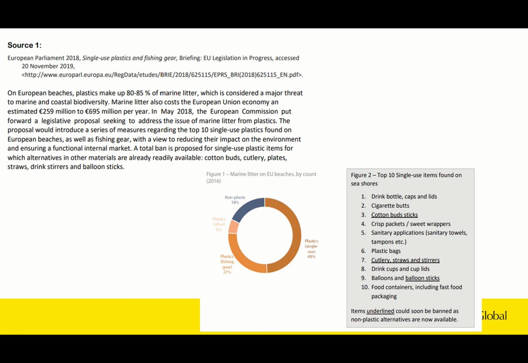Okay, looking quickly at this, for me, I think plastics make up 80 to 85% of marine litter. That's like explanation or causes. A major threat to marine and coastal biodiversity, effects. The costs to the EU economy, effects. And all of this here looks very much like solutions to me.